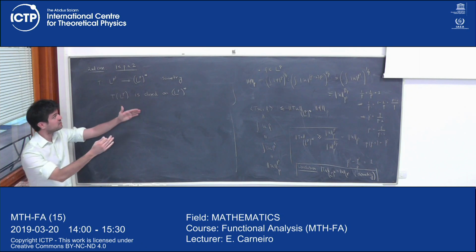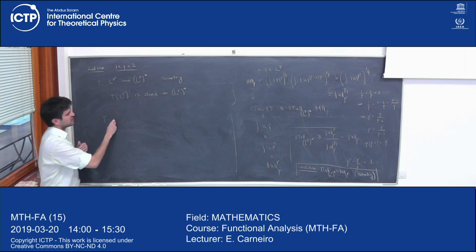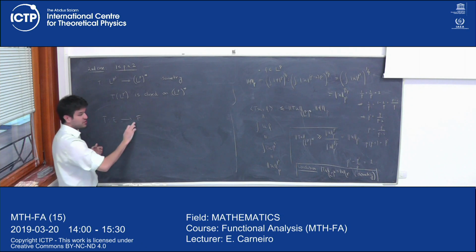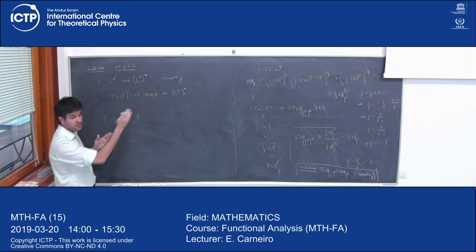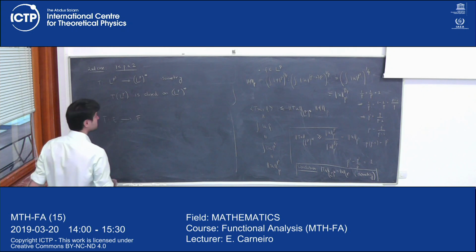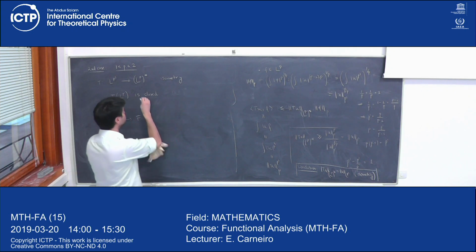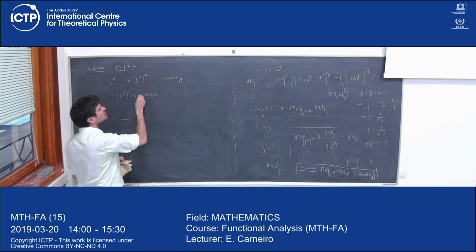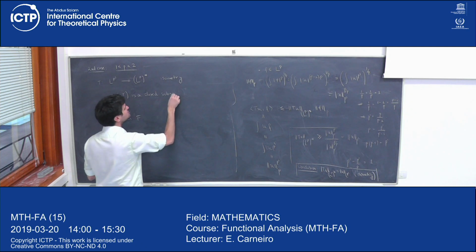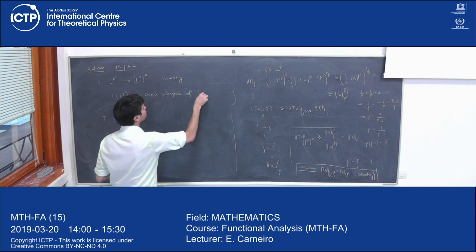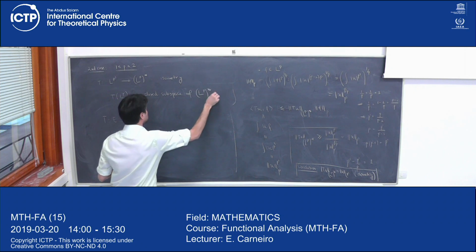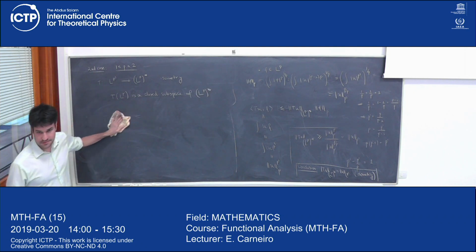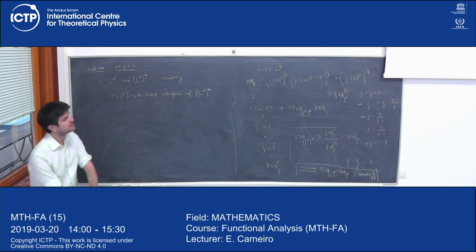So if I take an isometry T from E to F, which preserves the norm, the image of this will be a closed subspace of the other side. It's a closed subspace of F. Okay? Good.